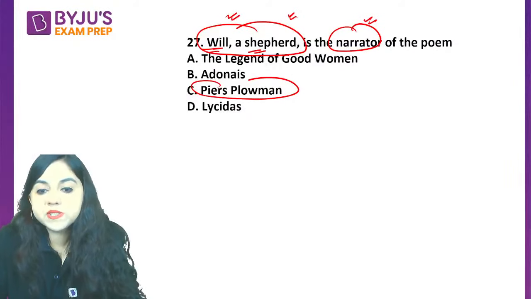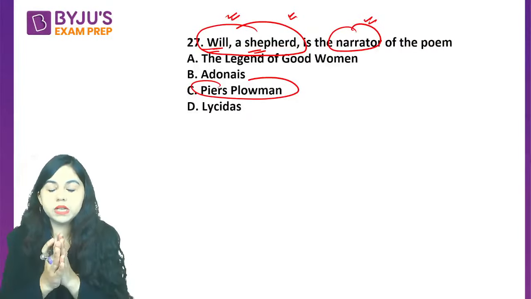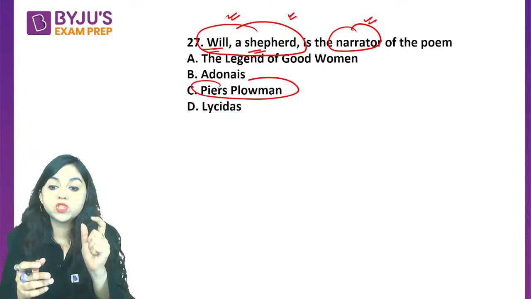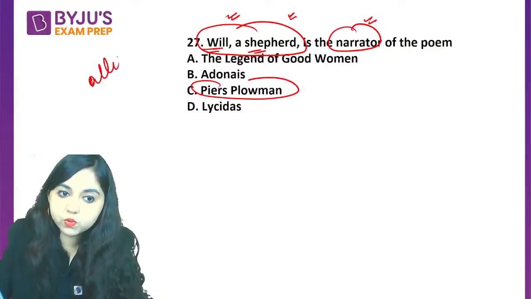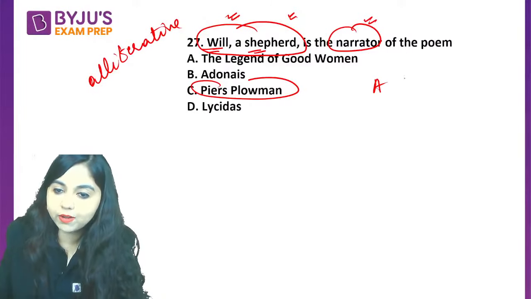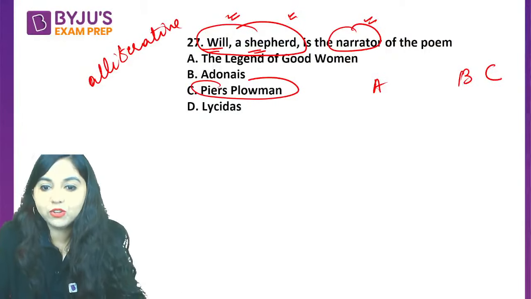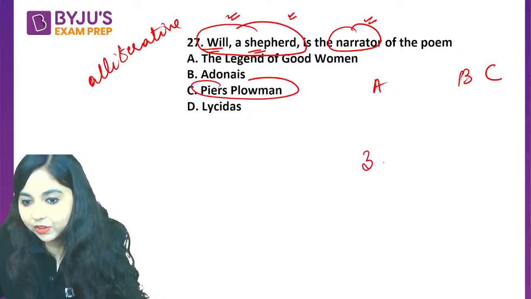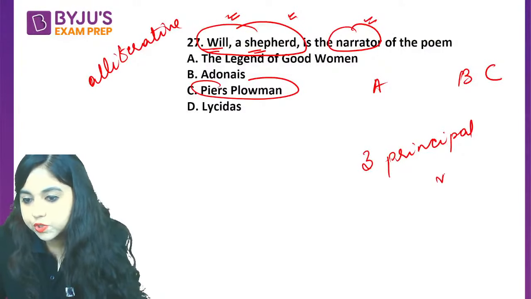Here you're able to see Piers the Plowman, often associated with William Langland. It's a Middle English poem composed in alliterative verse, right? Alliterative verse is being used here. You have the A text, the B text, and the C text. This question also comes in, by the way. There are three principal versions of the work. What are the three principal versions of the work?